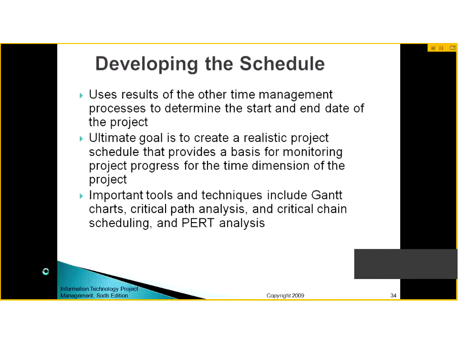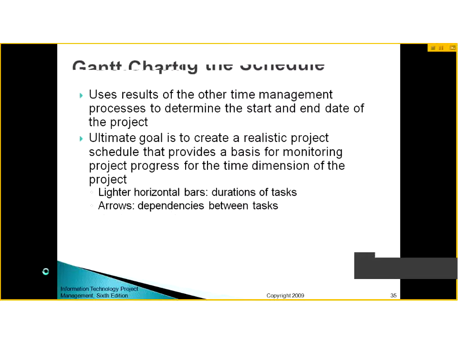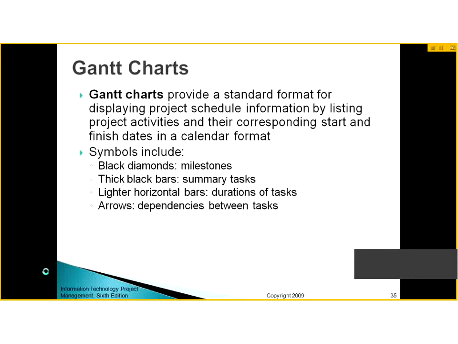Now, to develop the schedule, we use the results of the other time management processes to determine the start and end date of the project. So the ultimate goal is to create a realistic project schedule that provides a basis for monitoring project progress for the time dimension of the project. It should not be the case that you develop an unrealistic schedule, and as the project moves on, you keep on revising the schedule all the time. So it's not a good approach. If you have developed your schedule very carefully by involving all the team members, then there should be minimum revision in the schedule. A Gantt chart provides a standard format for displaying project schedule information by listing project activities.